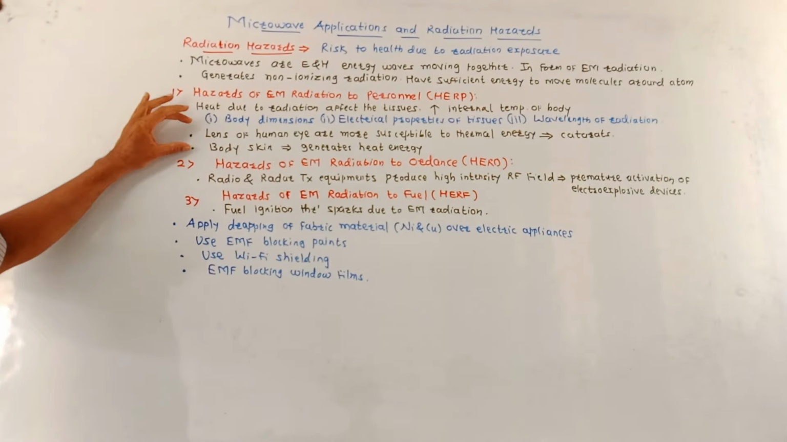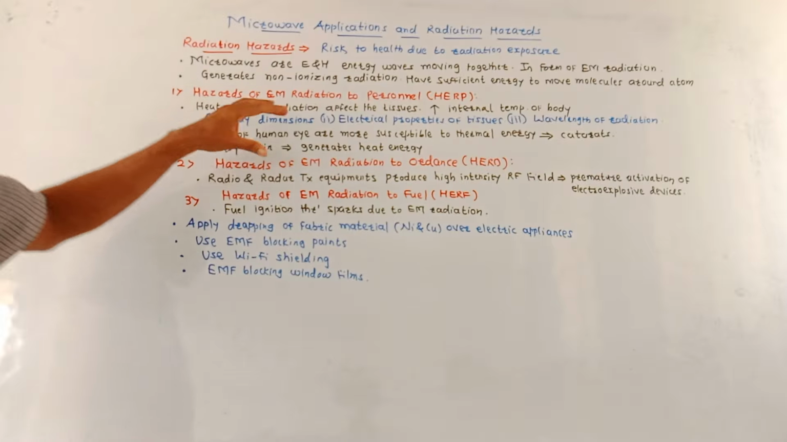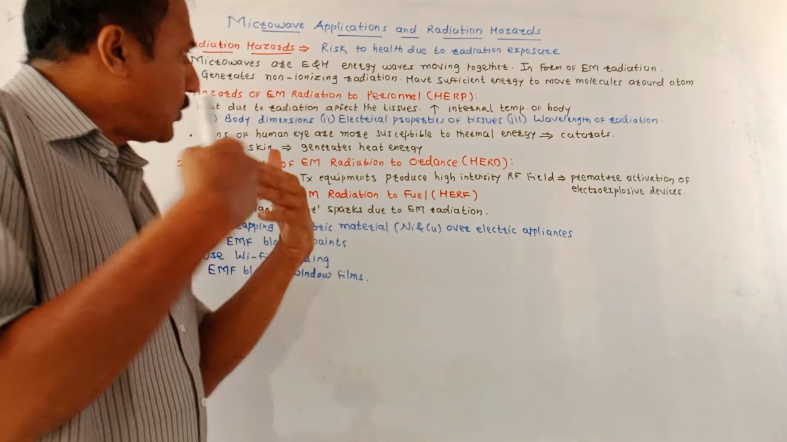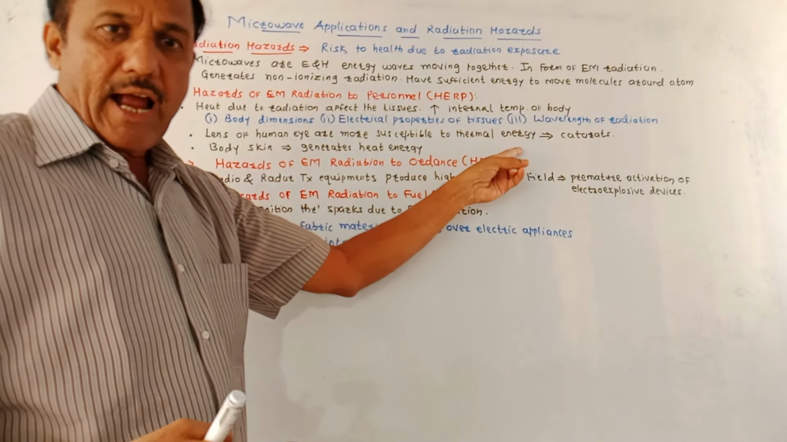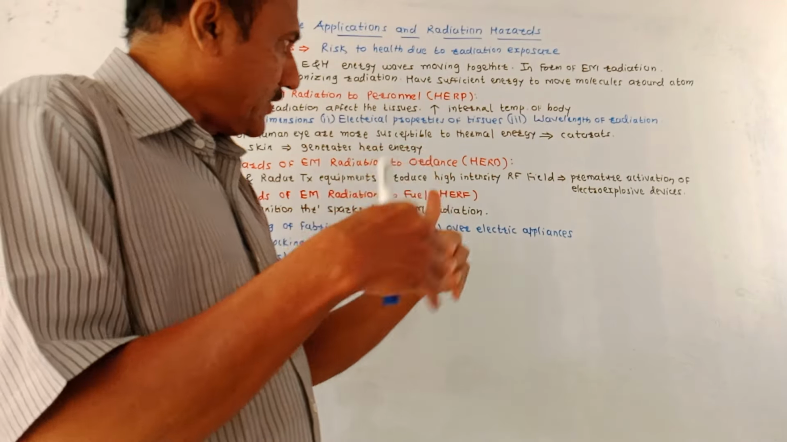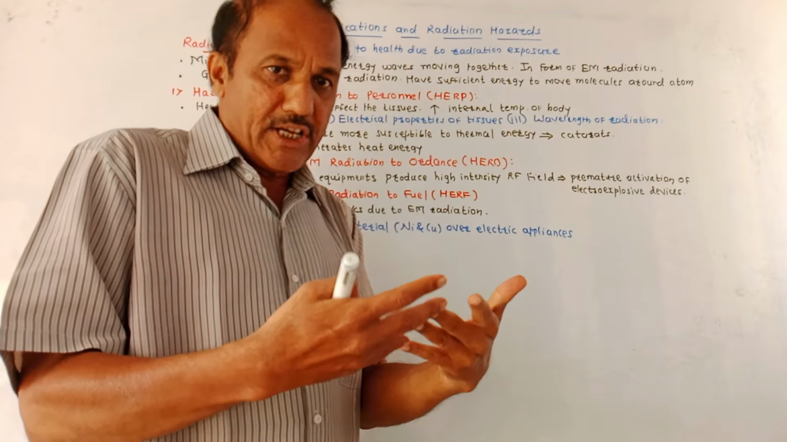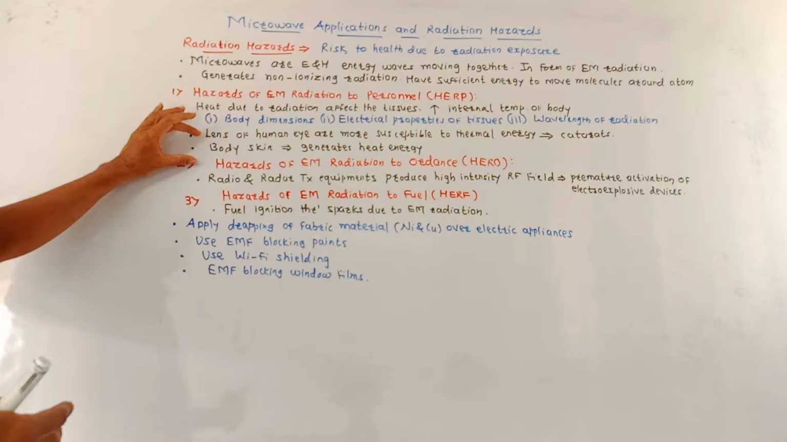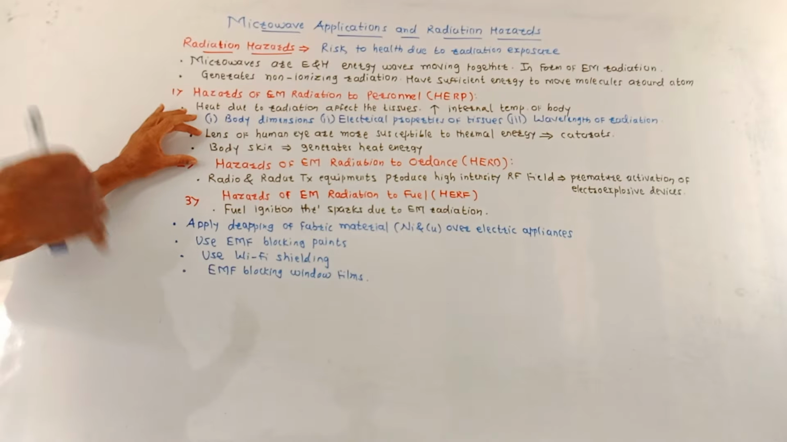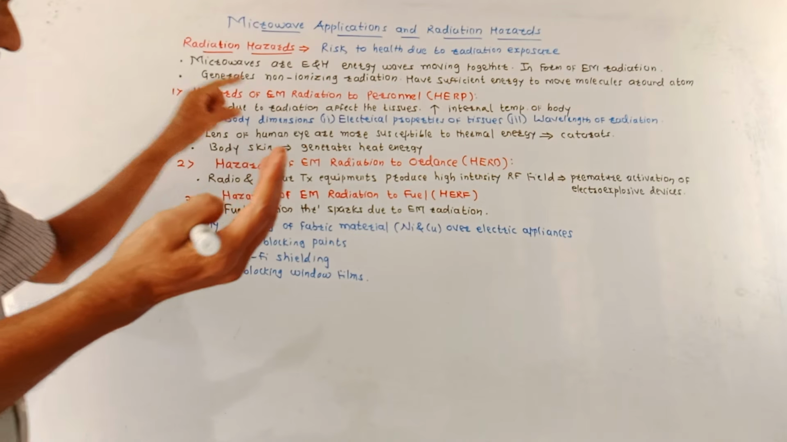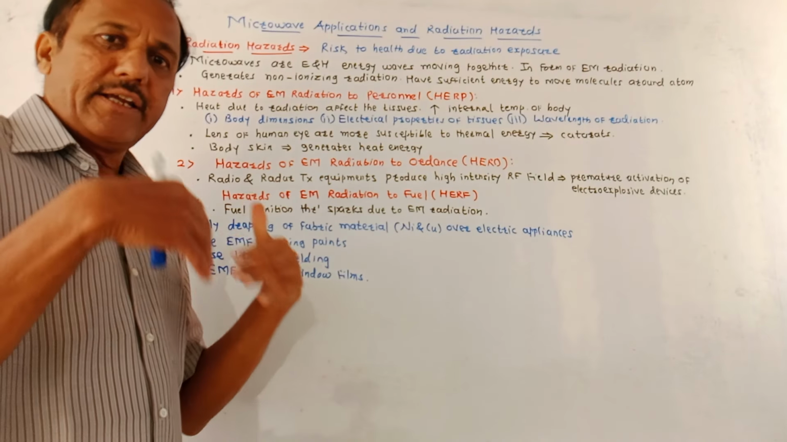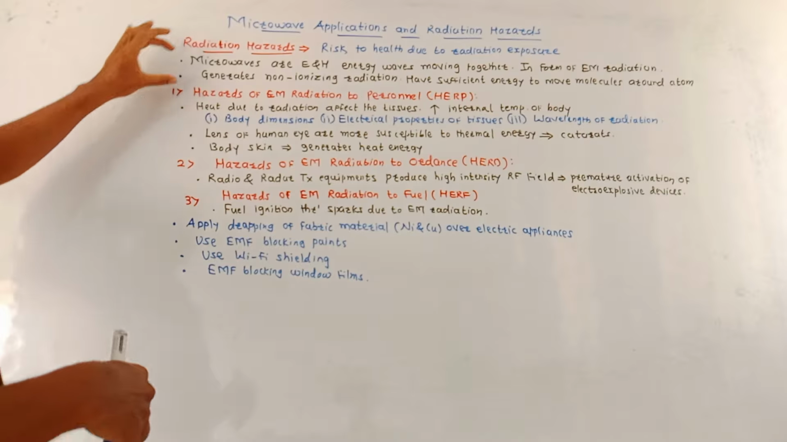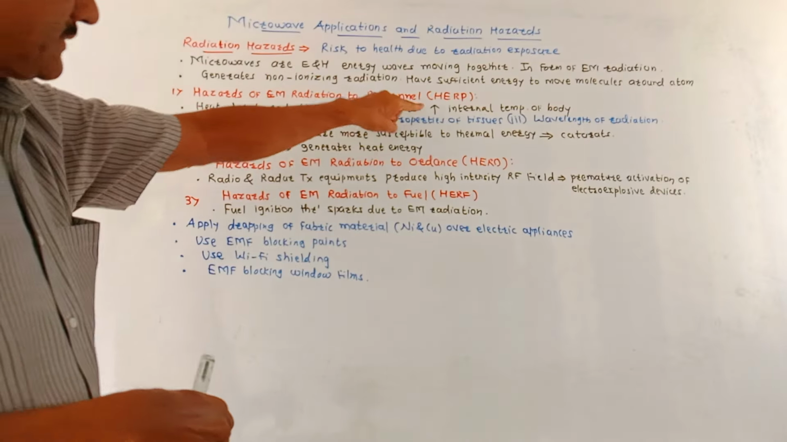Another important part apart from these tissues is the lens of the human eye. Basically, lenses are more susceptible to thermal energy, and if the amount of radiation is more, it may cause cataracts. Then body skin also gets affected due to this radiation. It generates heat energy, and in extreme cases it may damage the body skin. This is about the hazards of EM radiation to personnel.